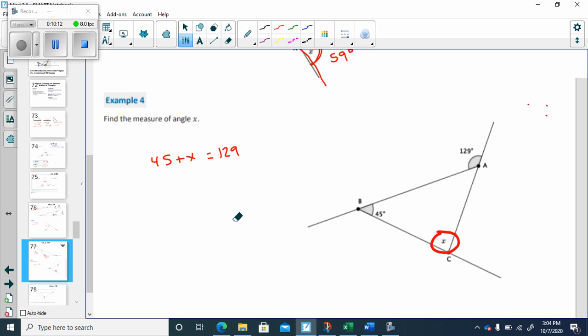How would I get to x? Wouldn't I subtract 45 on both sides? X would be equal to, in your calculator, 129 minus 45. 129 minus 45 would give you 84, okay? That means this angle is 84. How can we check to see if that's right? Don't these two have to add up to give me this one, since these are the two remote interiors and that's the exterior? 45 plus 84 gives you 129, and it works, okay?